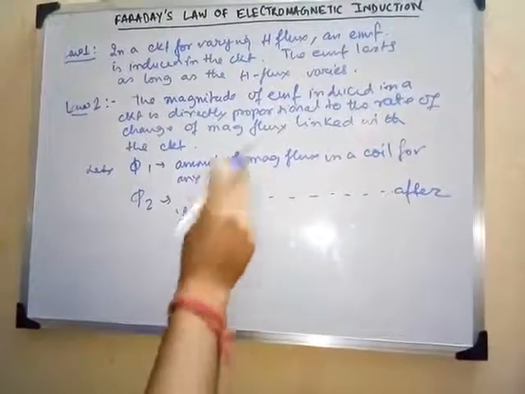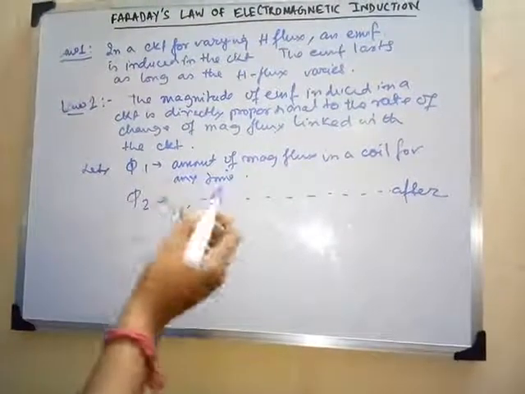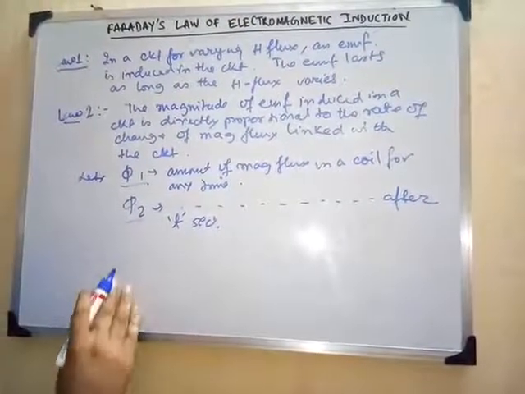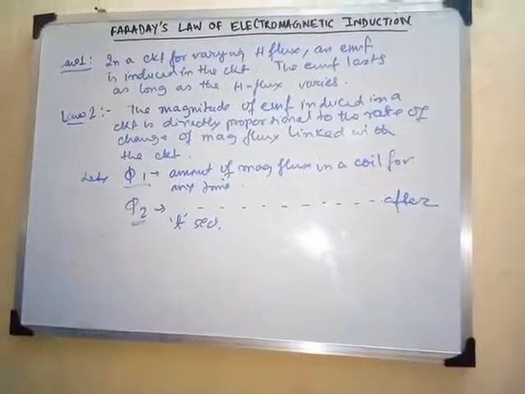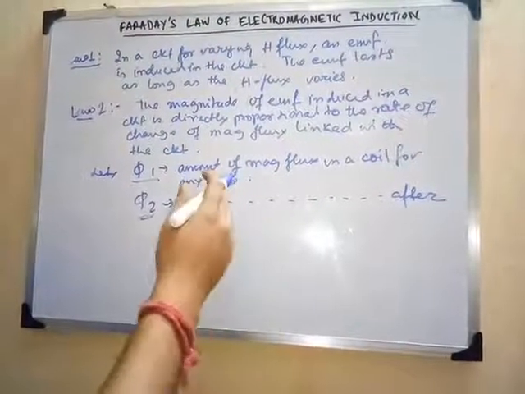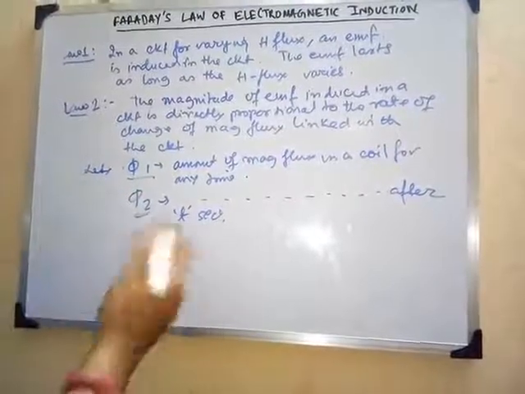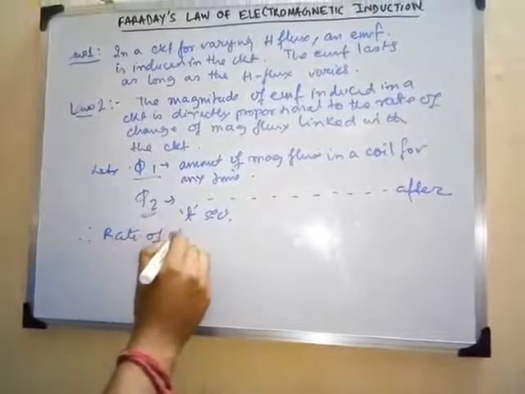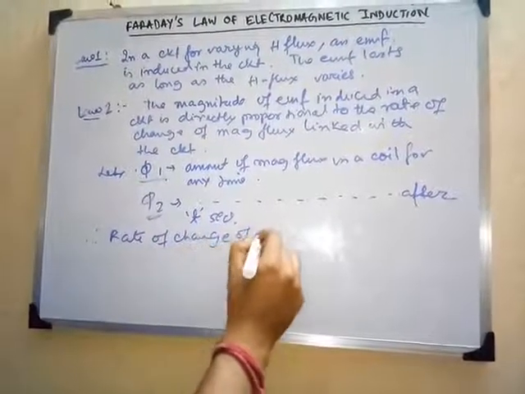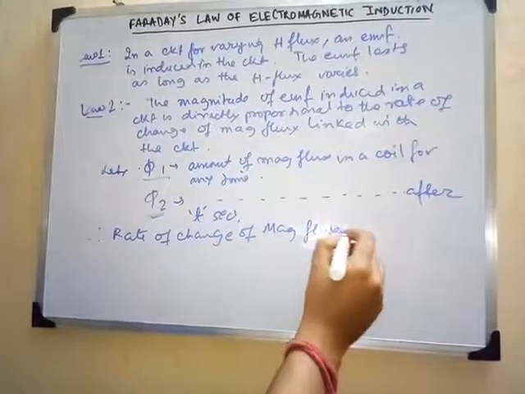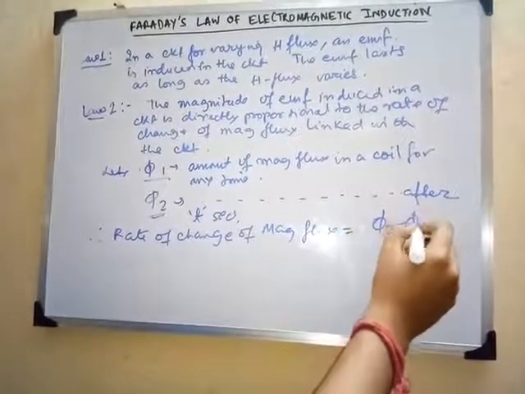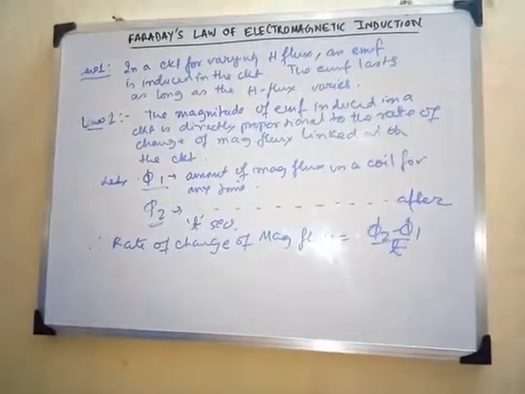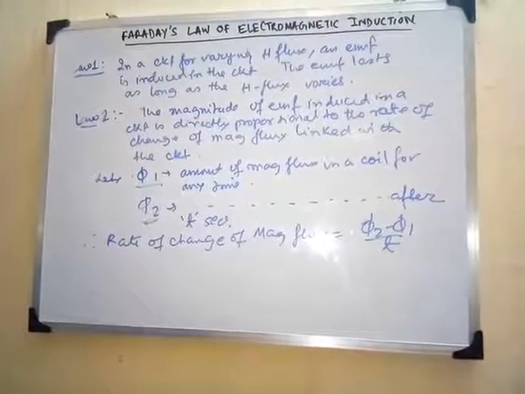I mean, for a particular time we are considering the amount of magnetic flux as phi 1. Now after t second we are considering the magnetic flux has changed to phi 2, right? We are taking two different parameters just to find out the rate of change, right? So we can write, therefore, the rate of change of magnetic flux will be equal to phi 2 minus phi 1 by t. So phi 2 minus phi 1 by t, this will be the rate of change of magnetic flux.